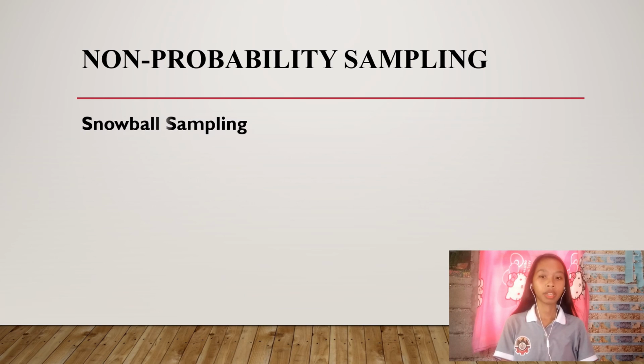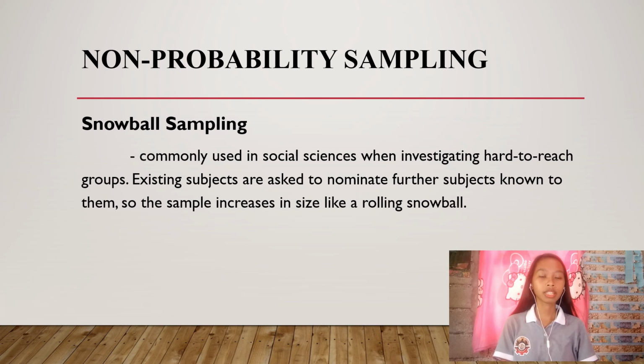Snowball sampling is commonly used in social science when investigating hard-to-reach groups. Existing subjects are asked to nominate further subjects known to them, so the sample increases in size like a rolling snowball.